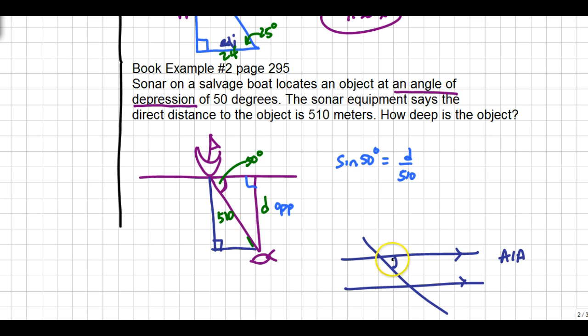Alternate interior angles are equal, so if we have this angle that we know, that's going to be the same as this angle here. So if we knew that this angle was 50 but it wasn't in our triangle, we could just simply put the 50 down below. If you set up that triangle, you would still get the same result. So know that we're not done with this question. We would need to go ahead and multiply both sides by 510 and we'd round to whatever they say. So you can look back to example 1 that we did today as the final answer for this.